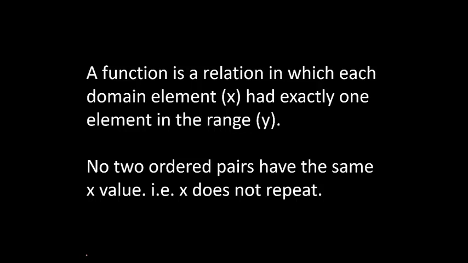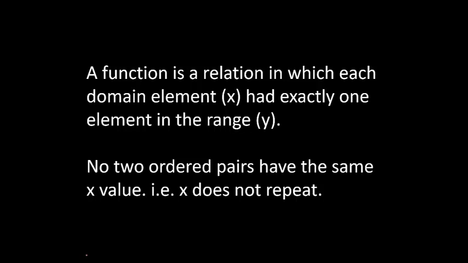Now do you remember what a relation was? We said a relation was a set of coordinates, a set of ordered pairs that were put together in a specific order. And our ordered pairs always gave us the x element, then the y element. Now our domain is all of the x values and our range is all of the y values.